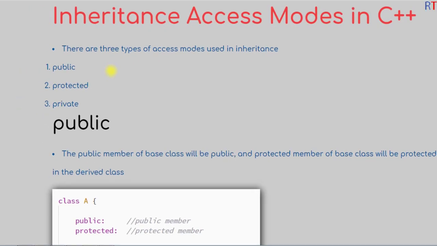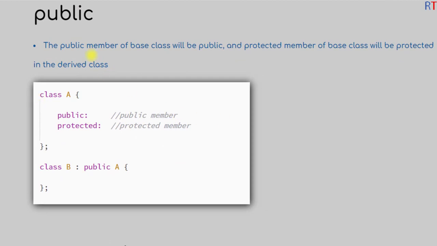Hey, what's up guys? In this video we're going to talk about inheritance access modes in C++ programming. There are three types of access modes used in inheritance: public, protected and private. So first we're going to talk about the public access mode.